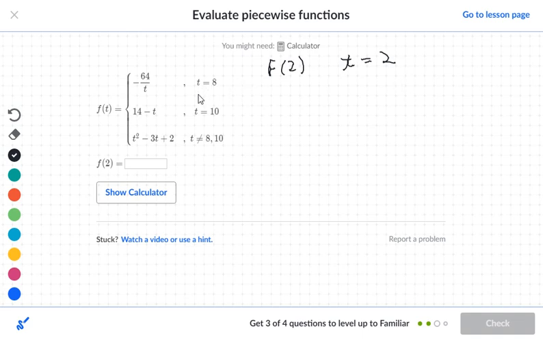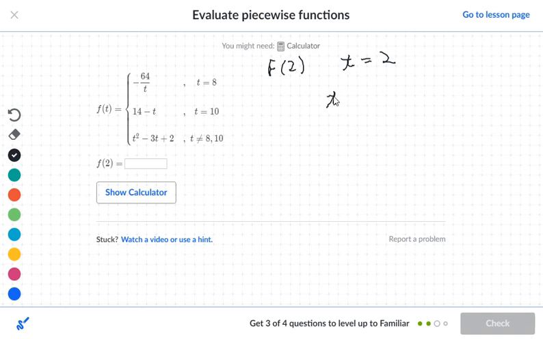Okay, we move to the second equation. You have t is equal to 10. You can only use this equation if t is equal to 10. So the best choice would be the last one, because on this one you cannot use the 8 or the 10, but you can use any other number there. So we'll come over here and write down that expression.